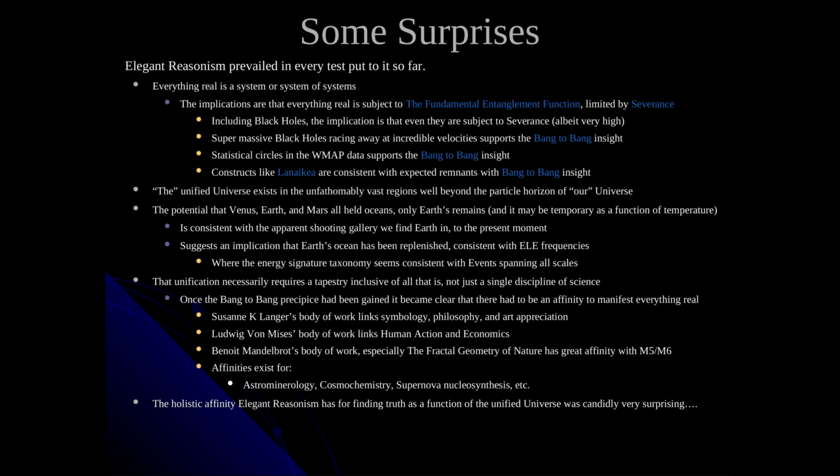Affinities exist for astromineralogy, cosmochemistry, supernova nucleosynthesis. All these areas have great affinity for what we've already gone through and what we've tested. All of the different states of matter, including what happens when we supercool things, real objects. The holistic affinity that elegant reasonism has for finding truth as a function of the unified universe itself was very surprising, and we did not expect to do that. That was not our original objective or goal.